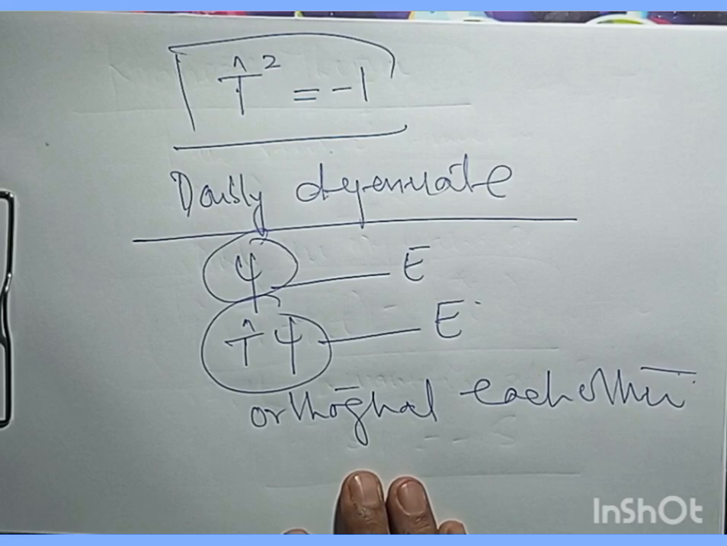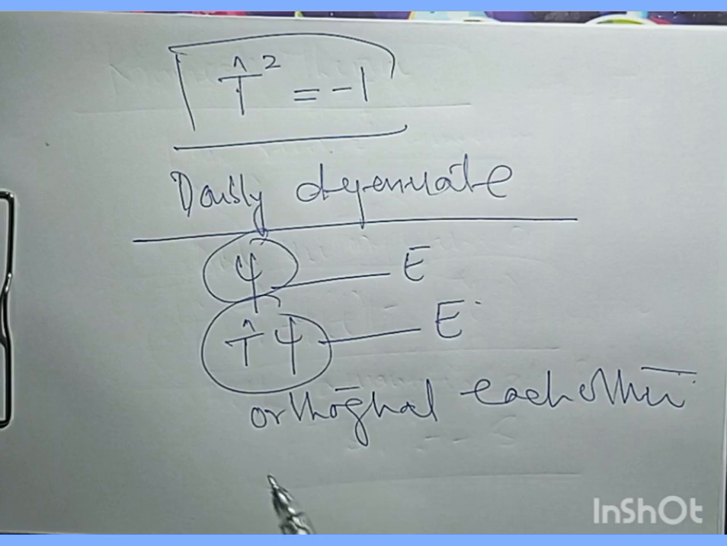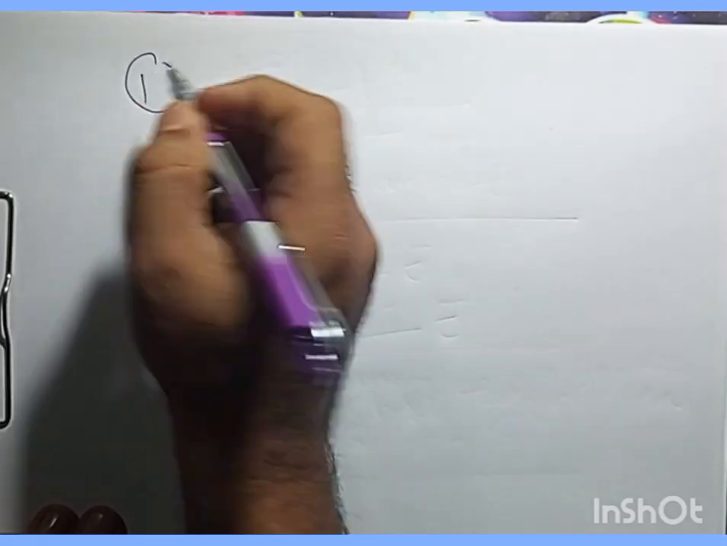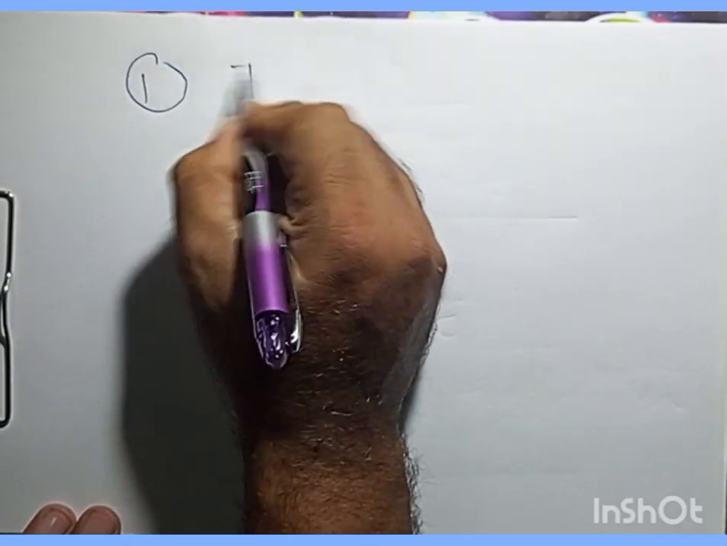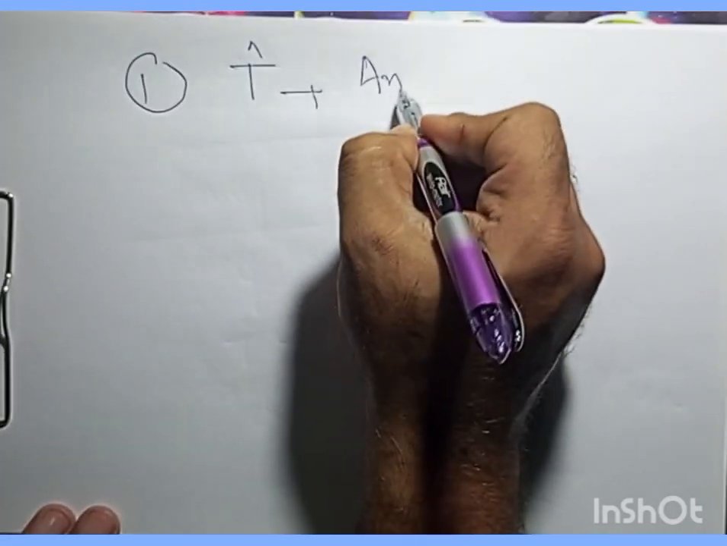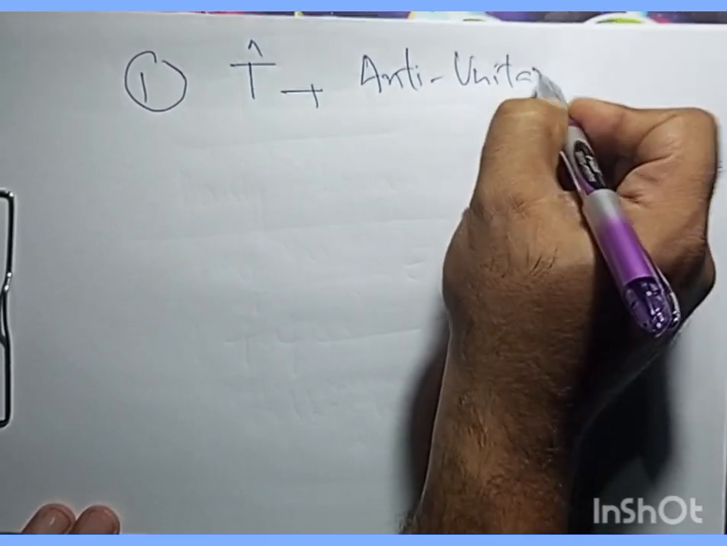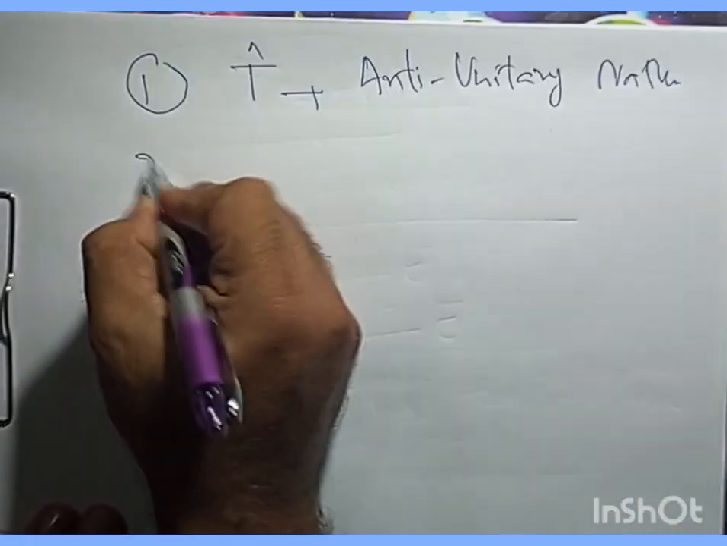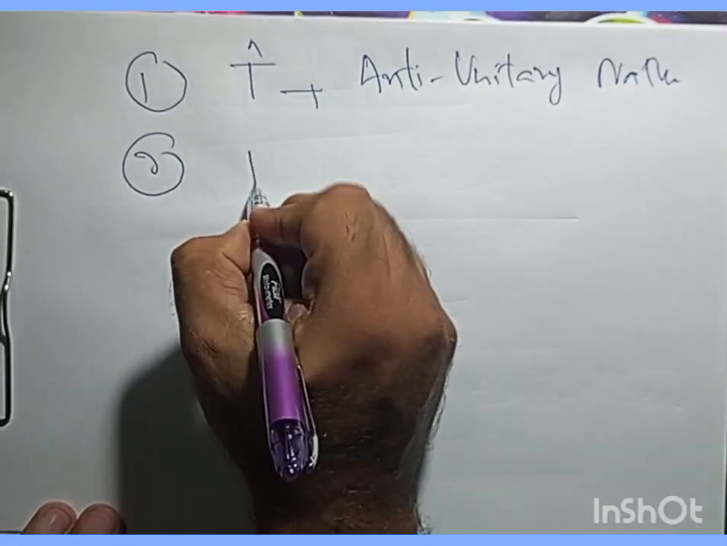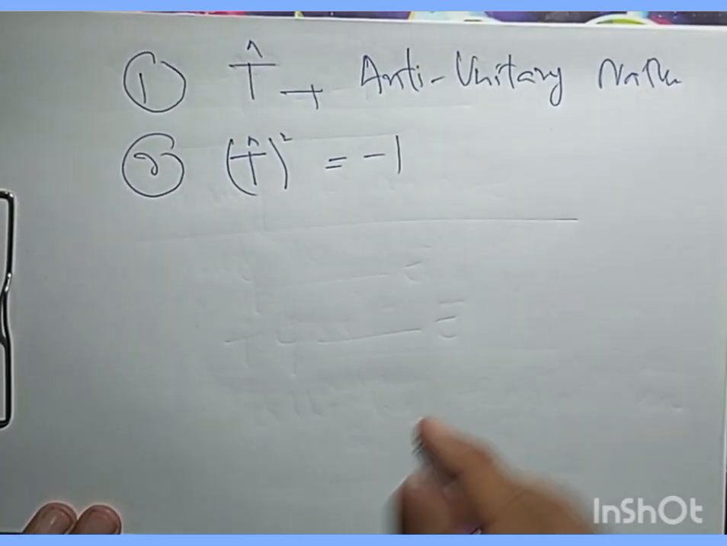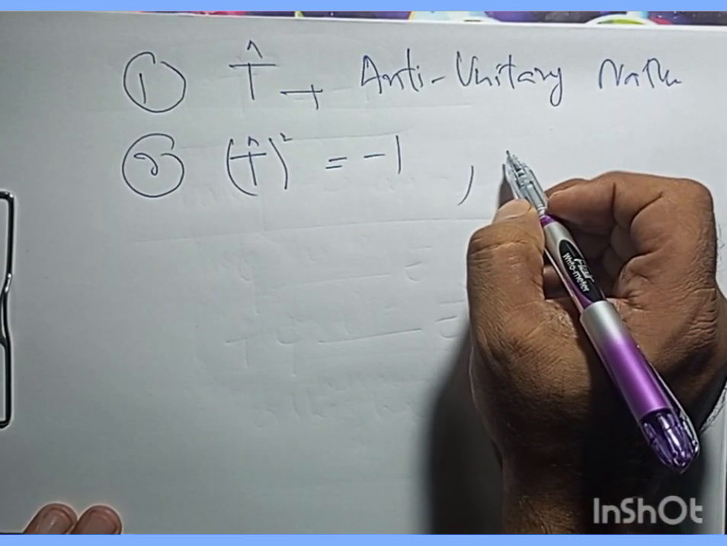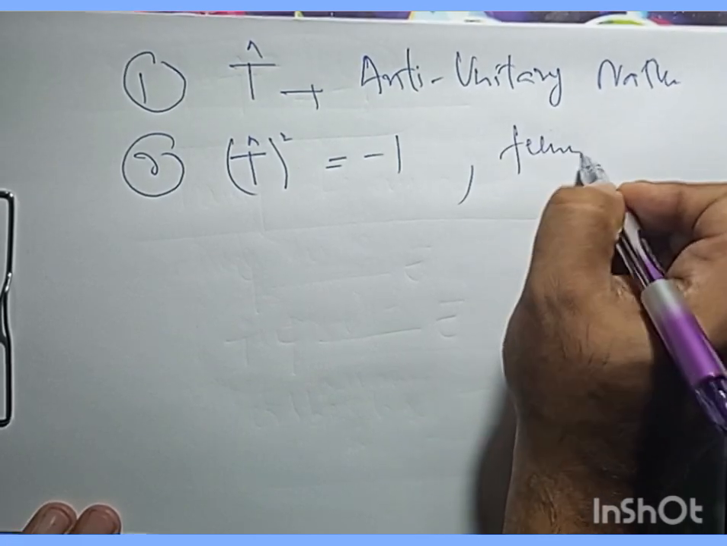Now, mathematically, Kramers' theorem is based on two important arguments. What are those arguments? The first argument is the anti-unitary nature of this T cap. And the second important point is the fact that the square of this time reversal operator is equal to minus 1 for the systems with half integer spin, or for fermions.